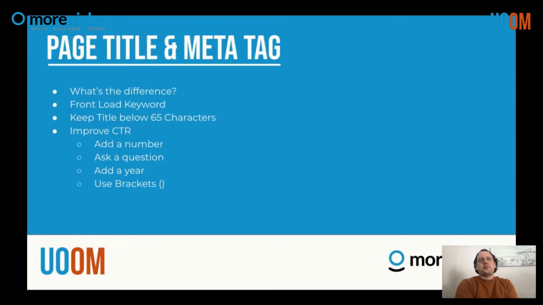So page title and meta tag, what's the difference? So when you create a piece of content, there are two titles. There is going to be your page title or your article title. This is the actual title of the content, and is normally the header 1 tag. Then you have your meta tag title, which is also known as SEO title.